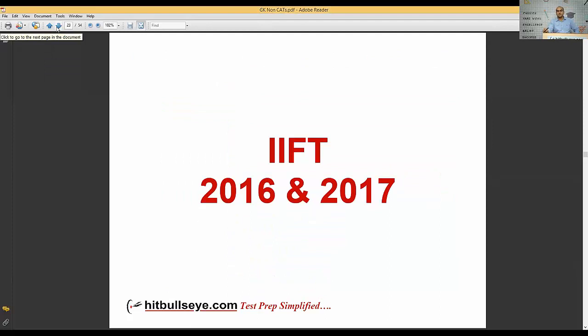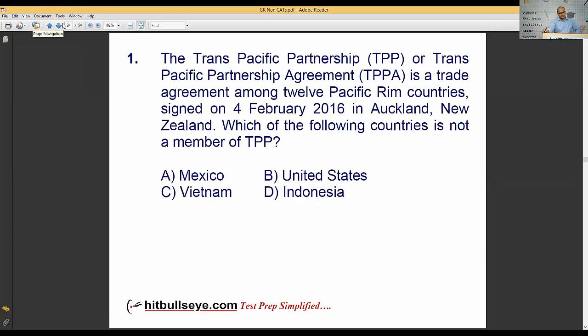Next, we look at some questions from IIFT from the past 2 years. The Trans-Pacific Partnership Agreement is a trade agreement among 12 Pacific Rim countries signed on 4th February 2016 in Auckland. Which of the following countries is not a member of the TPP?